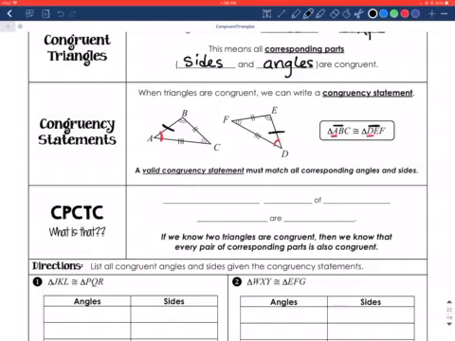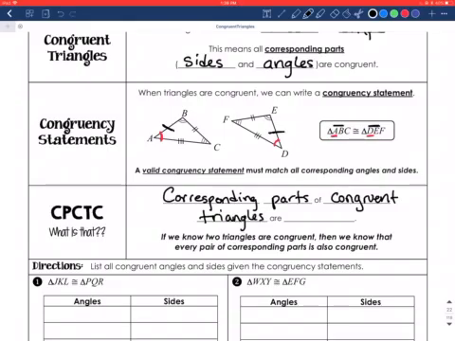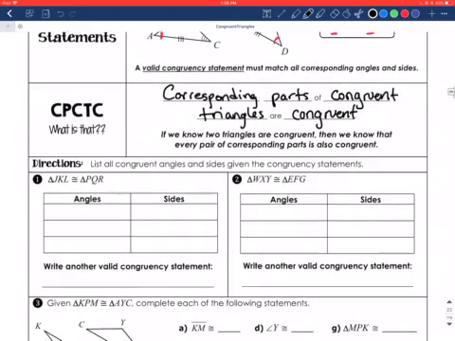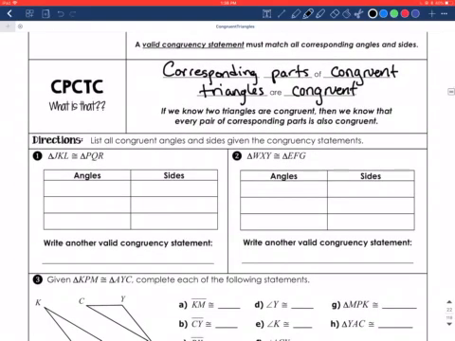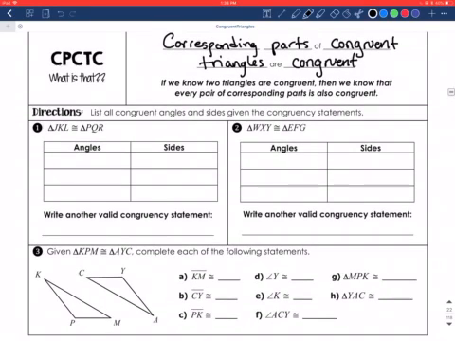You're probably wondering, what the heck does that mean? This is corresponding parts of congruent triangles are congruent. And that's just a way to say, hey, if we know that two triangles are congruent, the corresponding parts, or whichever parts match up, are also going to be congruent. So we're going to list all the congruent angles and sides.